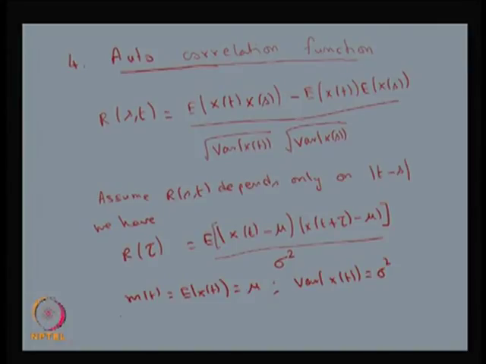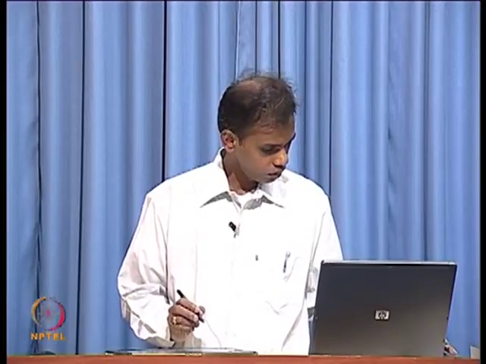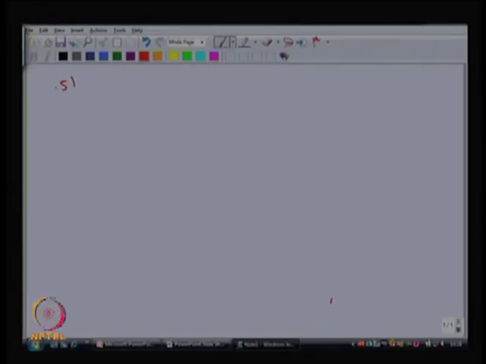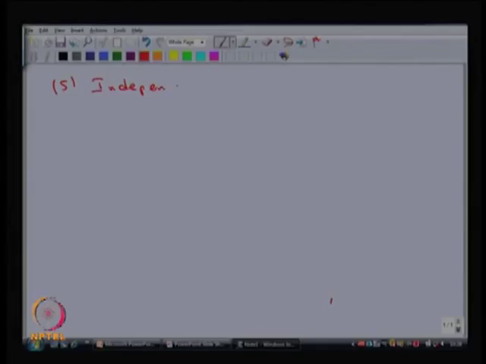The fifth definition. So, we are covering the different definitions which we want. First we started with the mean function, second the second order stochastic process, then third we have given the covariance function, and fourth the autocorrelation function. Now we are giving the fifth definition, that is independent increments.